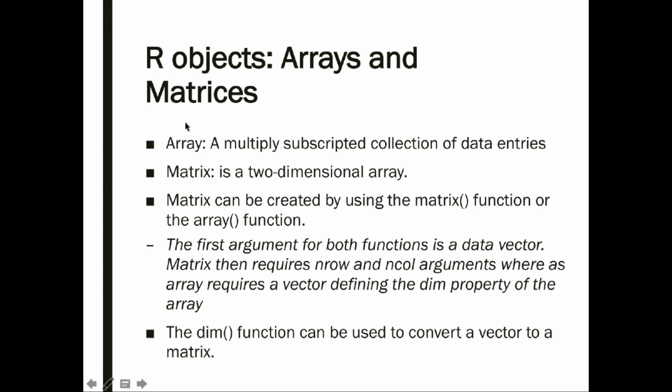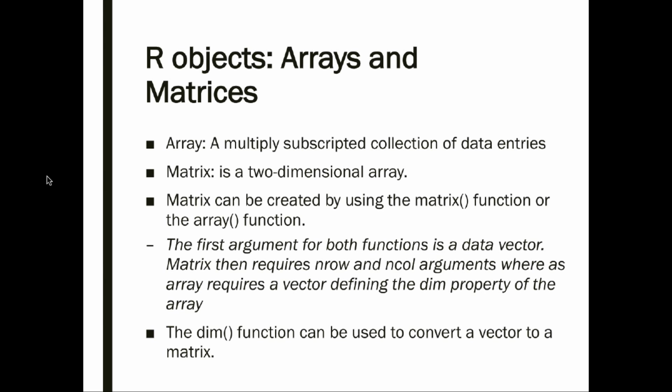So an array is basically a multi-dimensional object. It can store specific modes of values in as many dimensions as you want. So if you want a three-dimensional object with all numerical values for all the dimensions, you would create an array. A matrix is a special type of array because it's specifically a two-dimensional array.